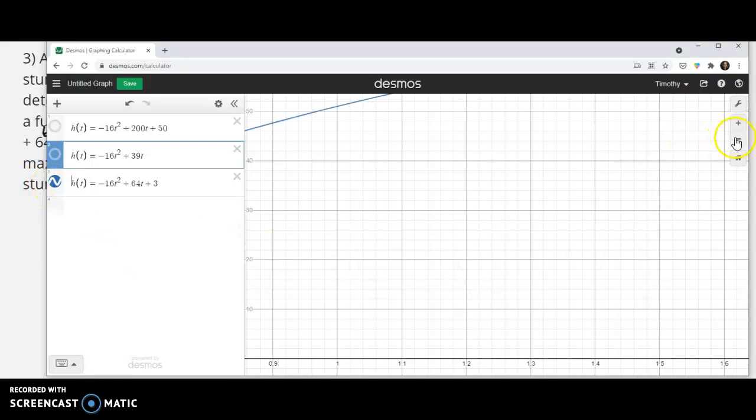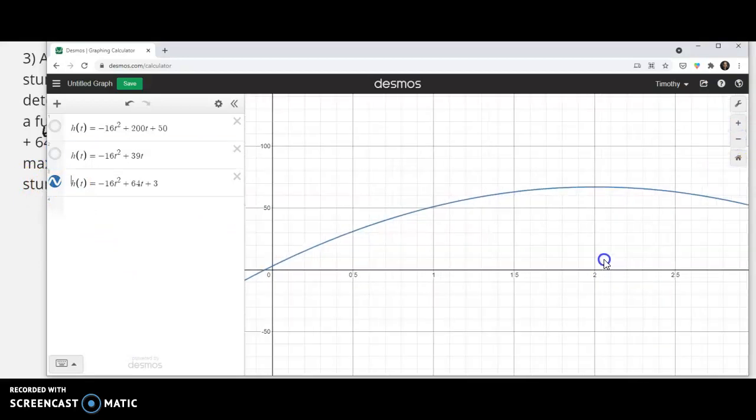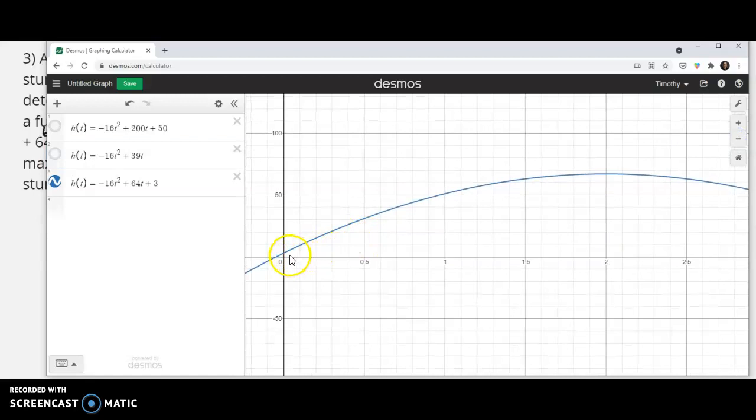All right, I have to zoom out a little bit so we can actually see this. All right, here's where he starts. The stump is 3 feet. We see that right there. Here's our maximum. Click on that. 2 seconds, 2 for the x-coordinate or t-coordinate, 67 for the h-coordinate or height. The height he jumps is 67 for a maximum.